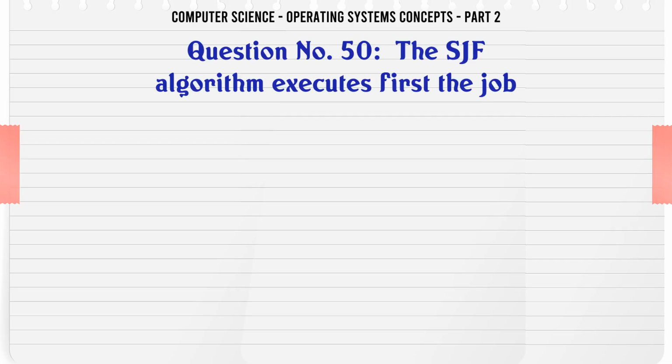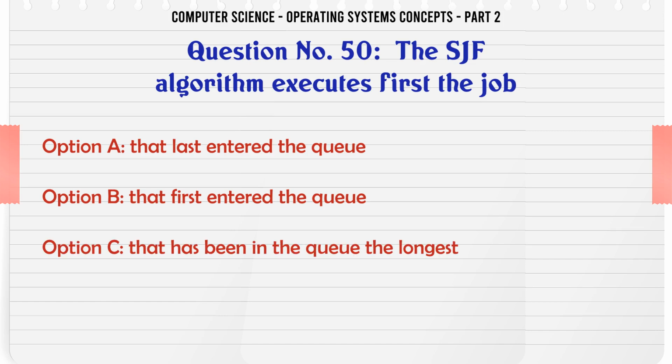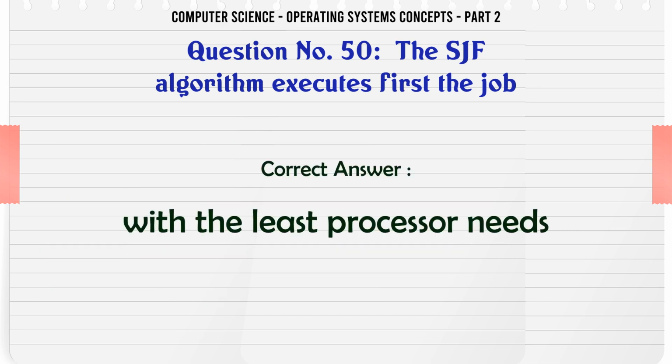The SJF algorithm executes first the job: A. That last entered the queue. B. That first entered the queue. C. That has been in the queue the longest. D. With the least processor needs. The correct answer is with the least processor needs.